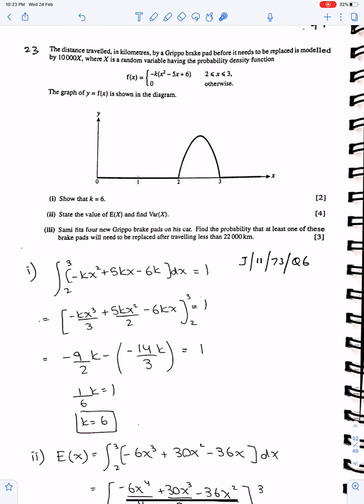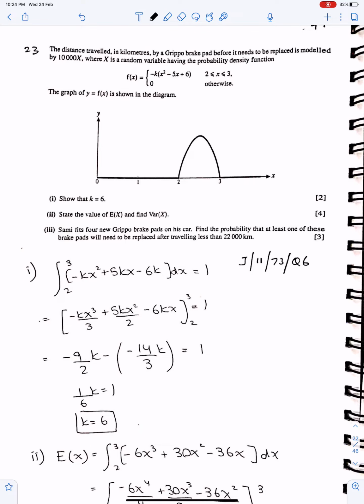Well, in this question, it says the distance traveled in kilometers by a Grippo brake pad before it needs to be replaced is modeled by this 10,000x. This is the scale. So these numbers are in 10,000, like this is 20,000, this is 30,000. So show that k is 6. This is simple. Just use all x and get the value of k. This is the all x formula. State the value of x.